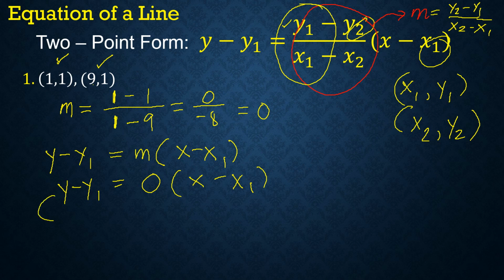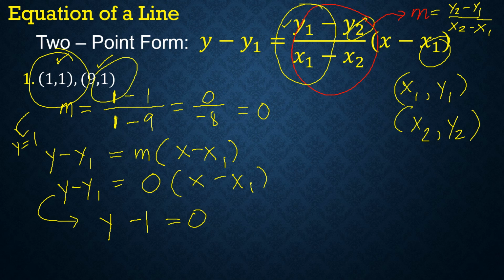Okay? Y minus y sub 1. Y sub 1 is... So in this case, pwede kang pumili kung ano ang y sub 1. Pwede ito. So kung ito ang pinili mo, ang kanyang y is 1. So we have y minus 1 is equal to 0. Wala din siyang bearing kasi parehong 1 din naman ang y-coordinate of the second point. So kahit ano ang gamitin mo sa kanila. So y is equal to 1. This is the answer.